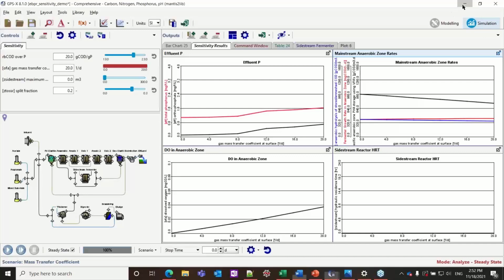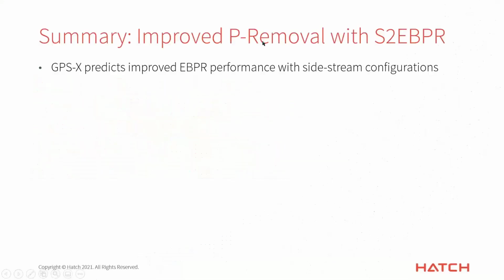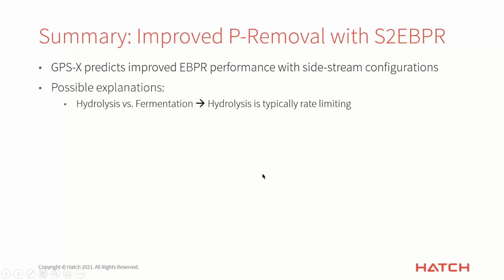Okay, so I'm just going to jump back to the slides, and briefly summarize this S2 EBPR discussion. So basically, the main takeaway is that GPS-X does predict improved EBPR performance when we use side stream configurations. And here on the slide, we just have some possible explanations for this improvement.